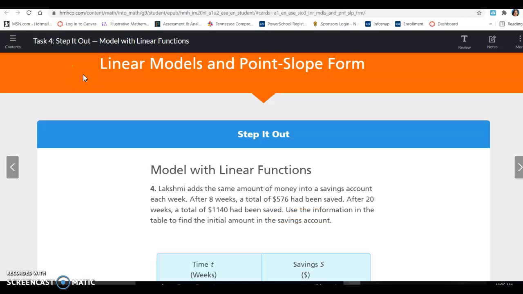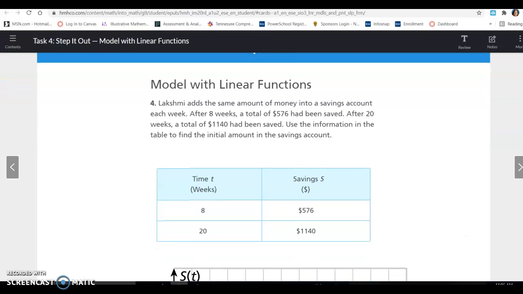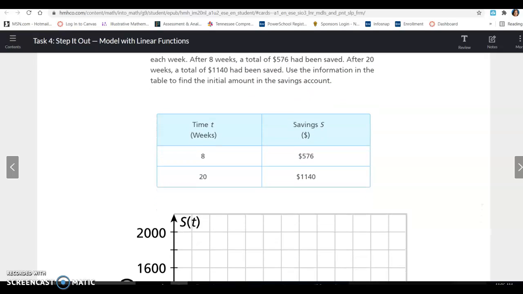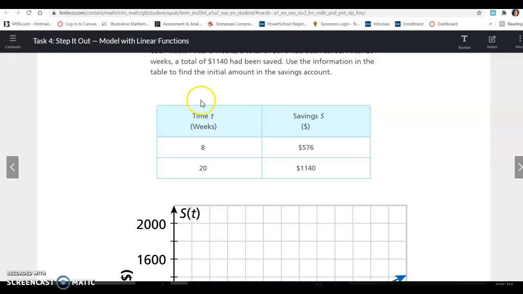All right, lesson 4.4, we're going to continue with task 4. All right, it says model with linear functions. Lask Me adds the same amount of money into a savings account each week. After 8 weeks, a total of $576 have been saved. After 20 weeks, a total of $1,140 have been saved. Use the information in the table to find the initial amount in the savings account.